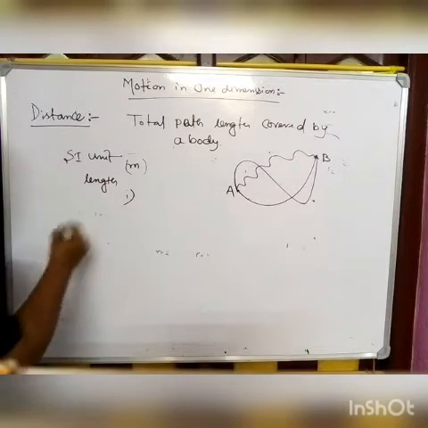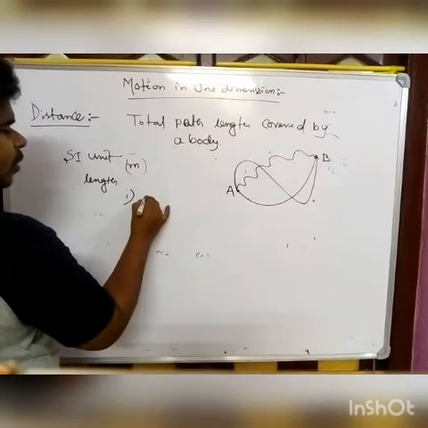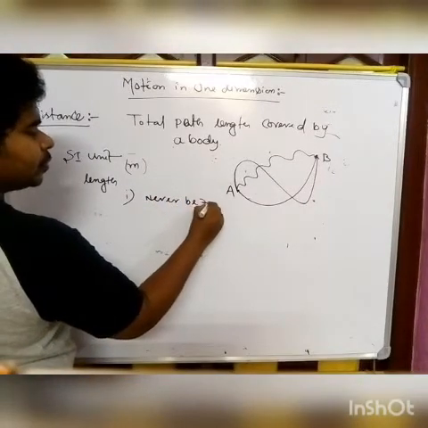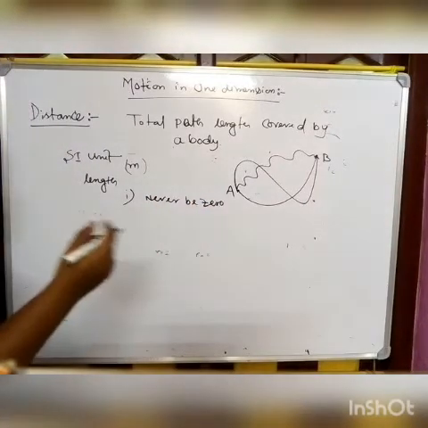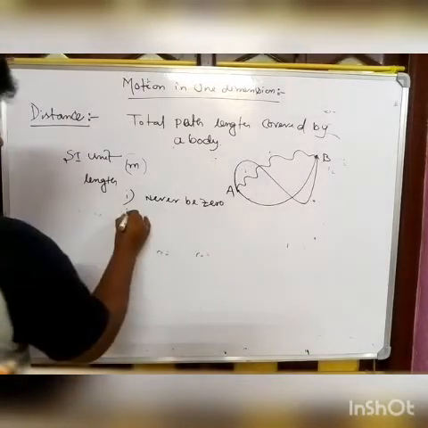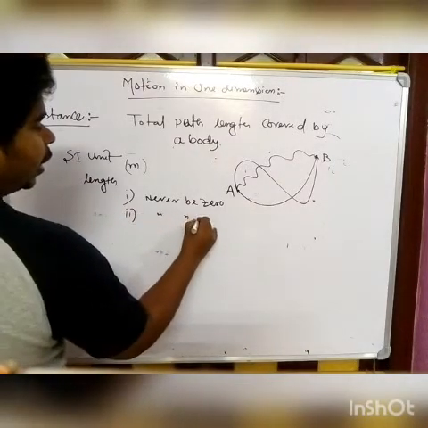Number one characteristic: it can never be zero. If you are covering a distance, your total path length cannot be zero. As you have covered a distance, there should be a definite value. If you change your position, there should be a definite and positive value. Okay, next, number two: it can never be negative.